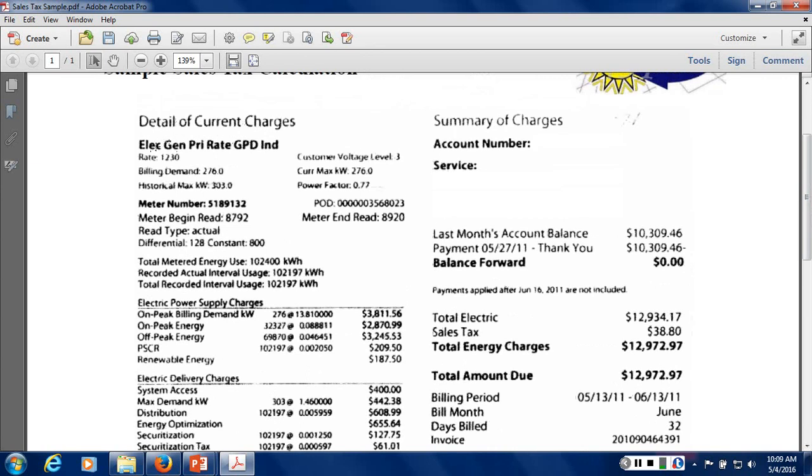The other thing we should look at real quick is what rate they're under. They're an electrical general primary rate. In other words, they own their own transformer. And they're I&D, they're industrial. So the utility company does truly think they make something.